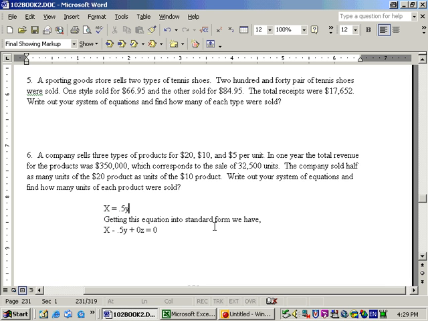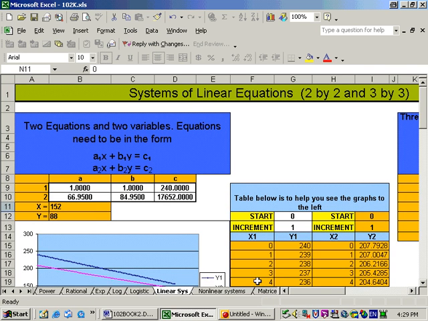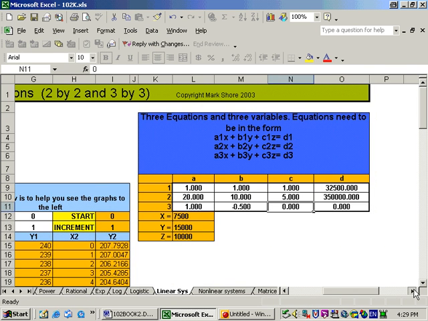Now we just have to get that equation in standard form. In other words, move the 0.5Y over to the left, and that would be X minus 0.5Y. We have no Z's up here, equals 0. When we take the 0.5Y to the other side, we'd have 0. So pulling these coefficients off these equations and putting them into this three equations, three unknowns, you'd have 1, 1, 1, 32,500, 20, 10, 5, 350,000, and 1, negative 0.5, 0, 0. And you'll get these answers right here, and that means 7,500 of the $20 product, 15,000 of the $10 product, and 10,000 of the $5 product.